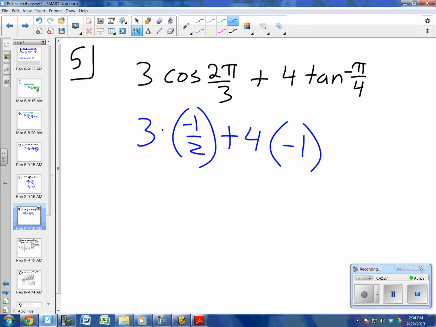Hey, you can look it up on your table. Okay, over here. You guys, look. Instead of positive pi over 4, which is up here at 45 degrees, you go down right here. And tangent is defined to be this, which is negative 1. Got it?